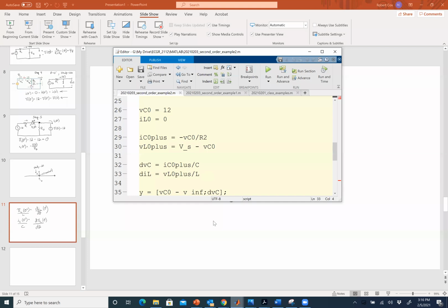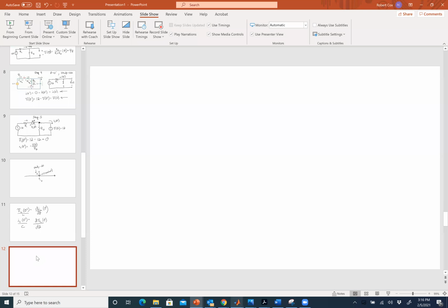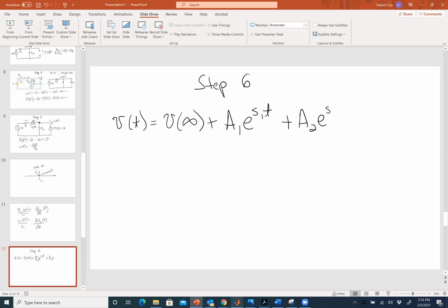Okay. Now I get to step 6. What's the last step? What is step 6? Anybody? Finding the unknowns. Yeah, finding the unknowns, right? And so what we had was that V of t is V of infinity plus A1 e to the S1t plus A2 e to the S2t. Now at this point, we know V of infinity, we know S1, we know S2. What we don't know is A1 and A2.